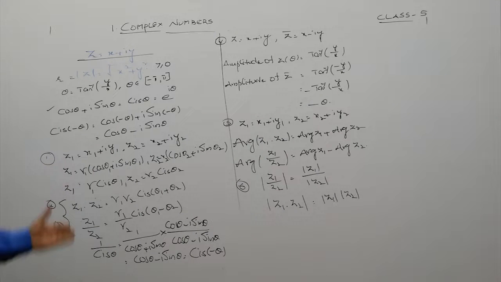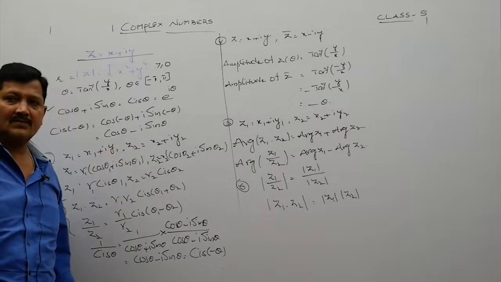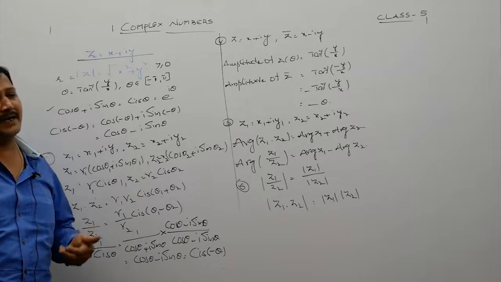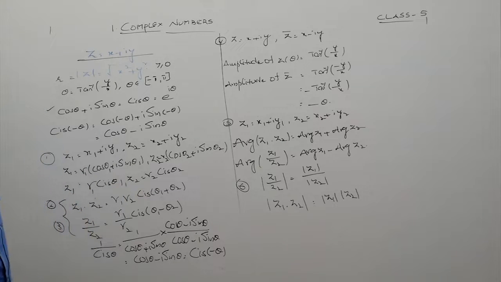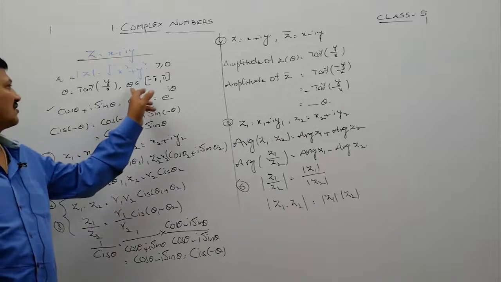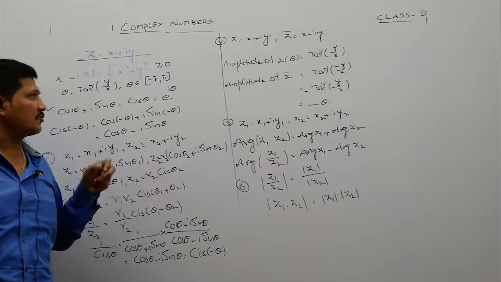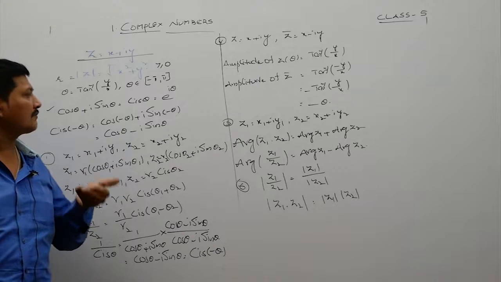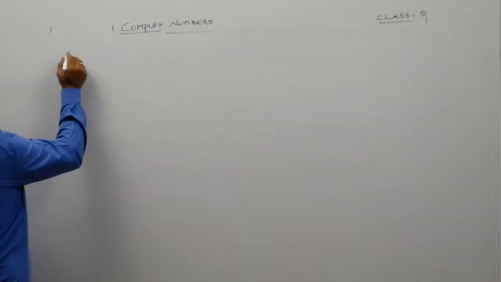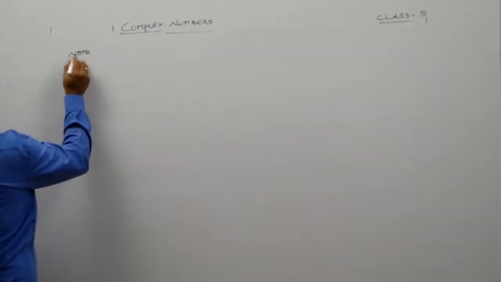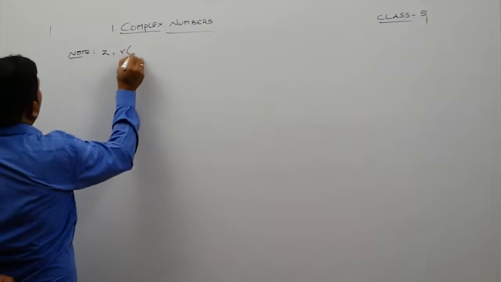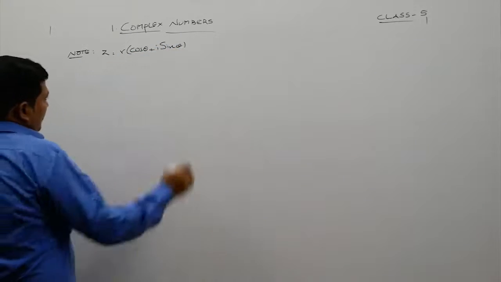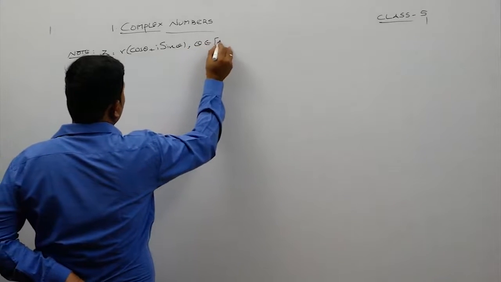Similarly, the last case, suppose cos is positive, sine is negative. Then we will move to the fourth quadrant. In the fourth quadrant the angle will be 270 plus θ or 360 minus θ. Again that value does not belong to this range. Then what adjustments are to be done when we are converting complex numbers into polar form or mod amplitude form? So note: z = r(cos θ + i sin θ), θ belongs to (−π, π].